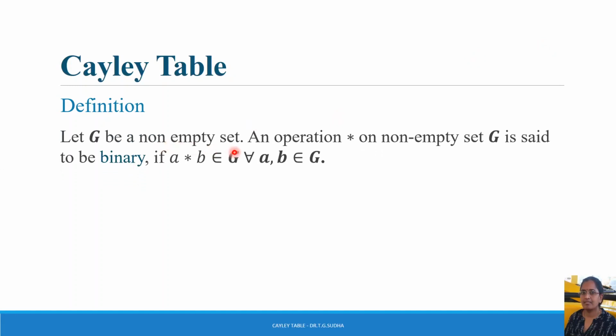Let G be a non-empty set. An operation star on a non-empty set G is said to be binary if A star B belongs to G for all A, B belong to G. Addition table.